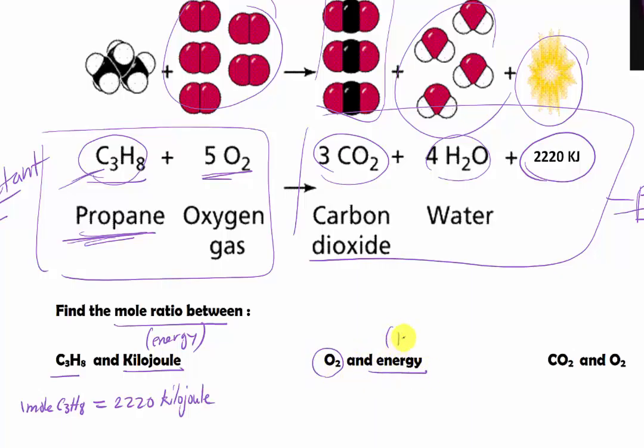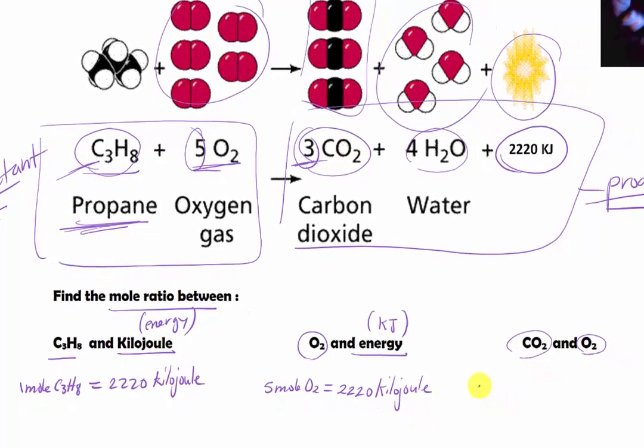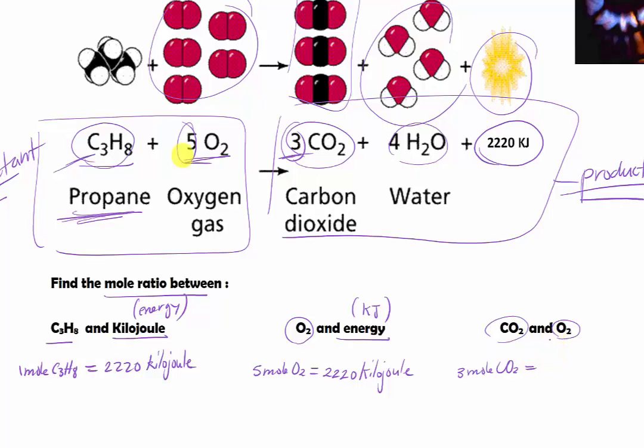Then the next problem we have O2 and energy. Again, energy is measured in kilojoule. So for oxygen we have 5 moles of O2. And for energy it is 2,220 kilojoule. And lastly we have CO2 and oxygen. For CO2 we have a 3. That tells you there are 3 moles of CO2. And for oxygen, the coefficient is 5, so we have 5 moles of O2. And again, that's how easy this problem can get.